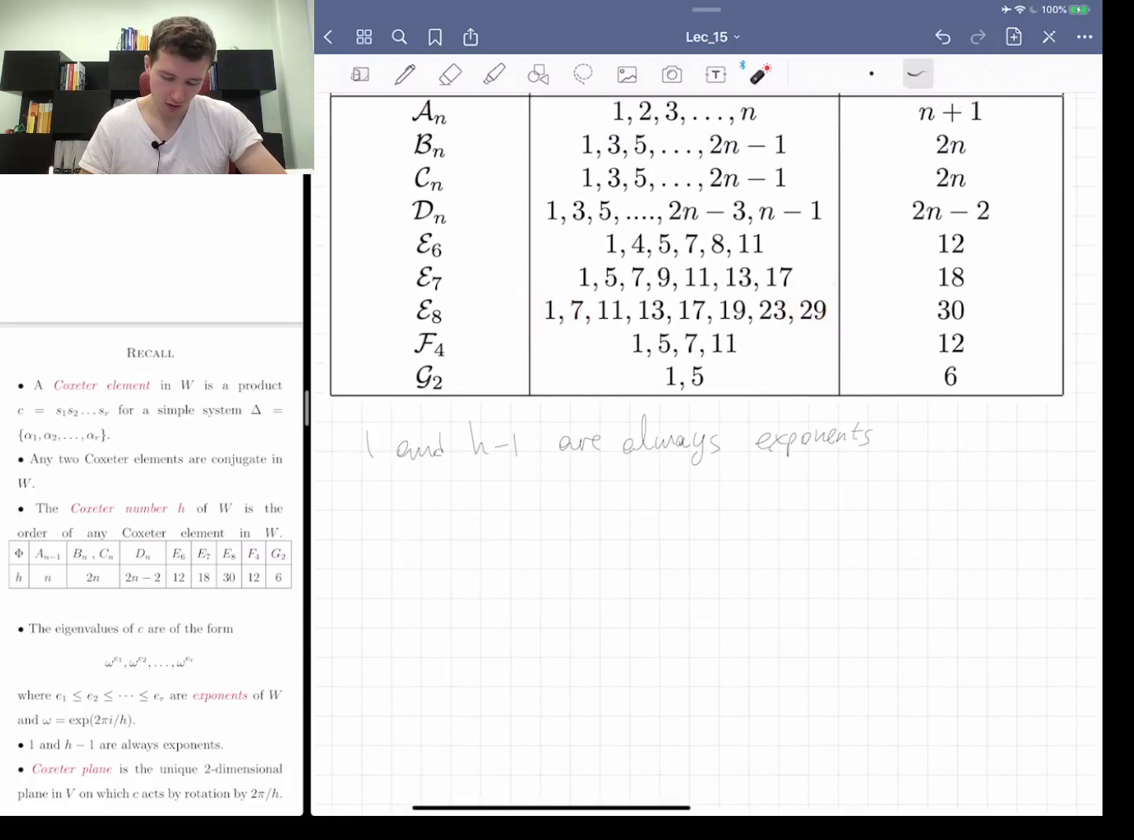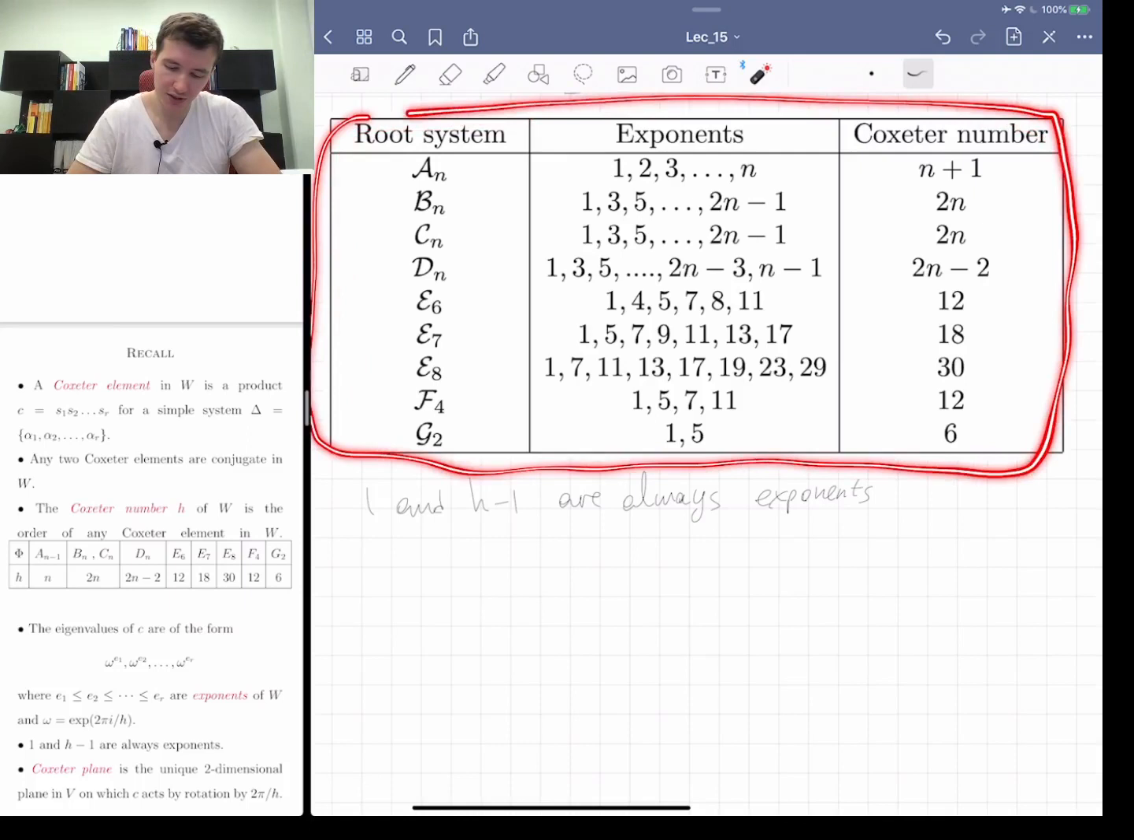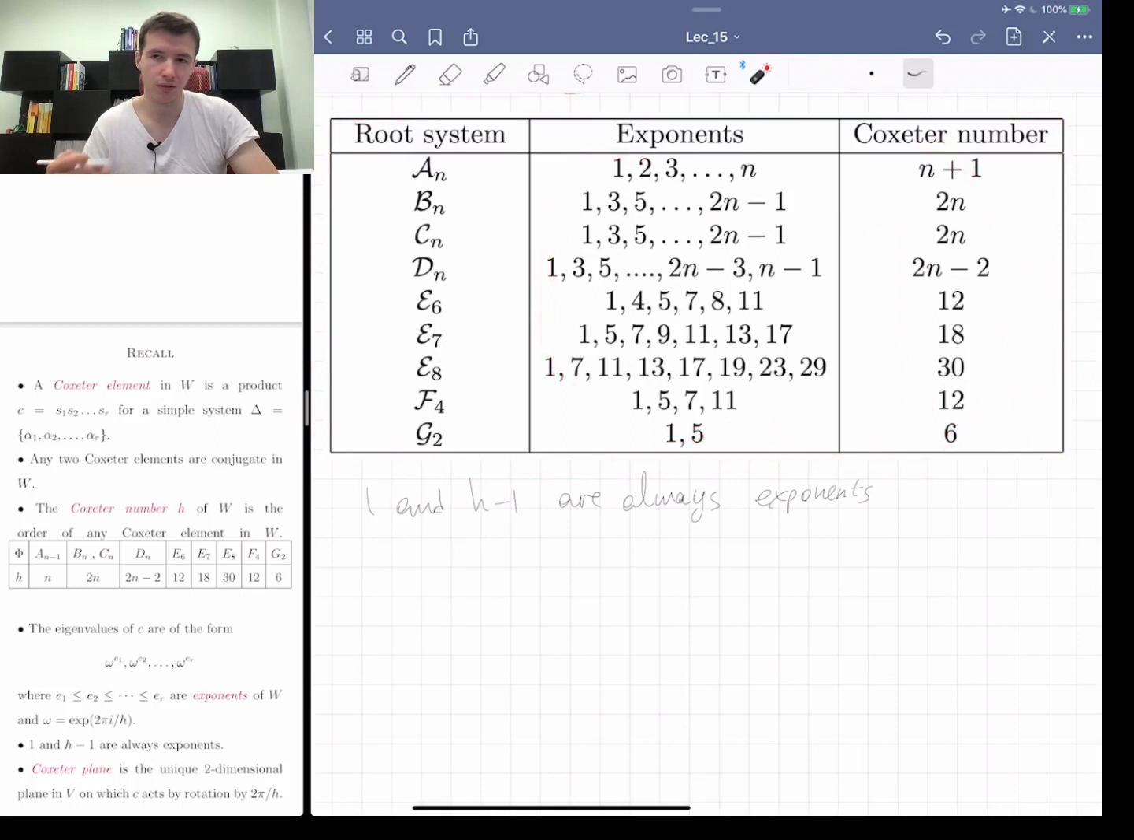And that's it. This table is basically all you need to know if you want to do a lot of root system combinatorics. These exponents and Coxeter numbers are very important. You can compute everything for your root system in terms of these numbers. And I want to now flash a few formulas for your root system in terms of these numbers, and then I'm going to use the same numbers to describe more stuff about cluster algebras.